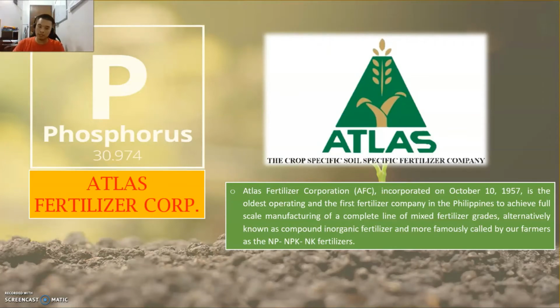Another well-known company that produces phosphorus is the Atlas Fertilizer Corporation. The Atlas Fertilizer Corporation, or AFC, incorporated on October 10, 1957, is the oldest operating and the first fertilizer company in the Philippines to achieve full-scale manufacturing of a complete line of mixed fertilizer grades, alternatively known as compound inorganic fertilizer and more famously called by our farmers the NP, NPK, NK fertilizers.